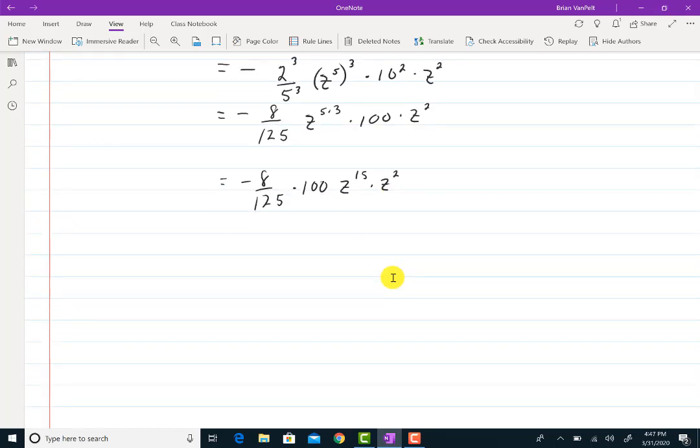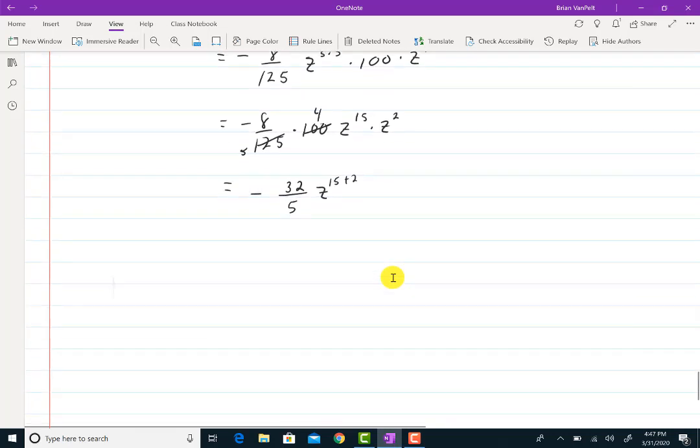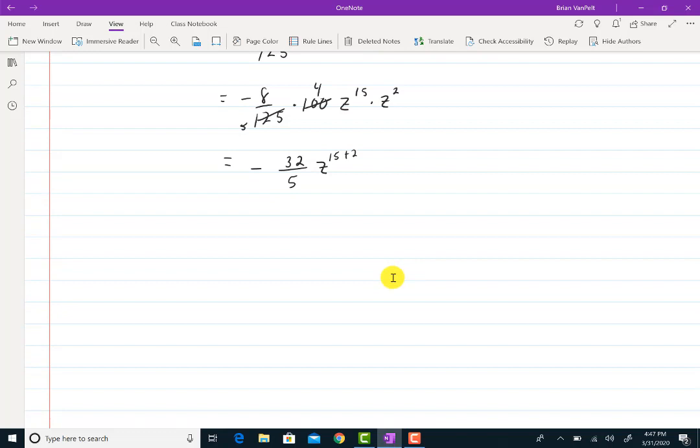Between the 100 and 125, I can cancel. 25 goes into 100 4 times, and goes into 125 5 times. So the 8 times 4, I'll get 32. Don't forget that negative is just hanging around. Negative 32 over 5, z to the 15 plus 2. So using the basic power rule for that part, we have negative 32 over 5, z to the 17th.